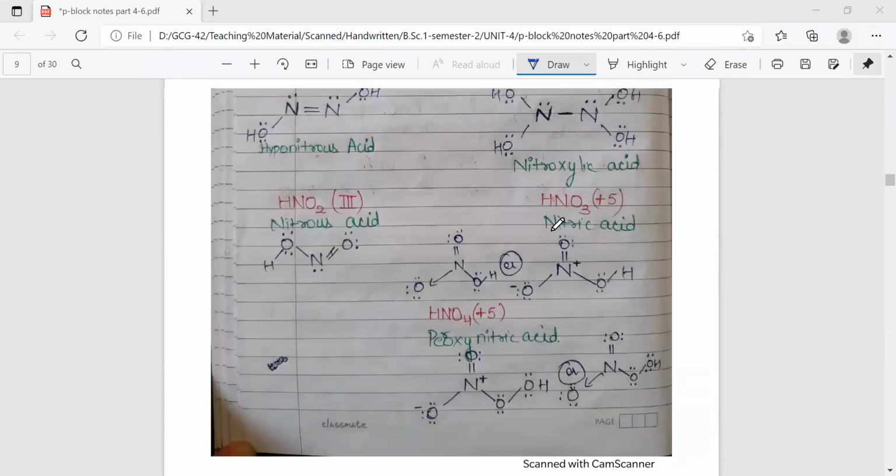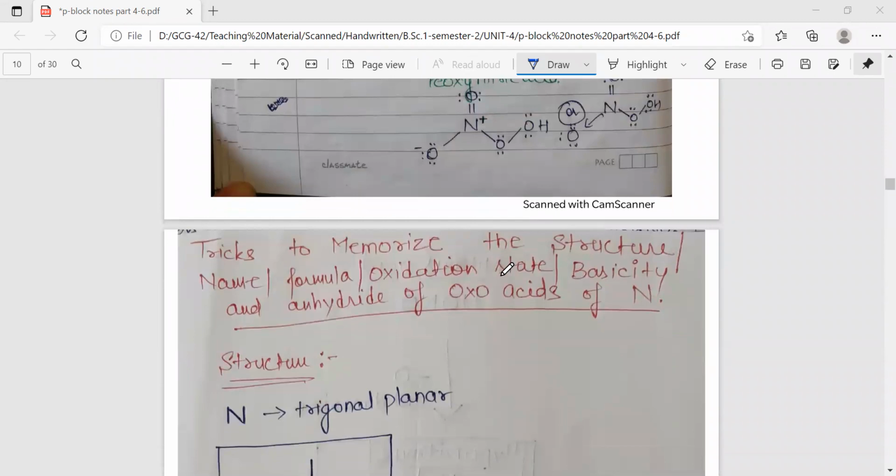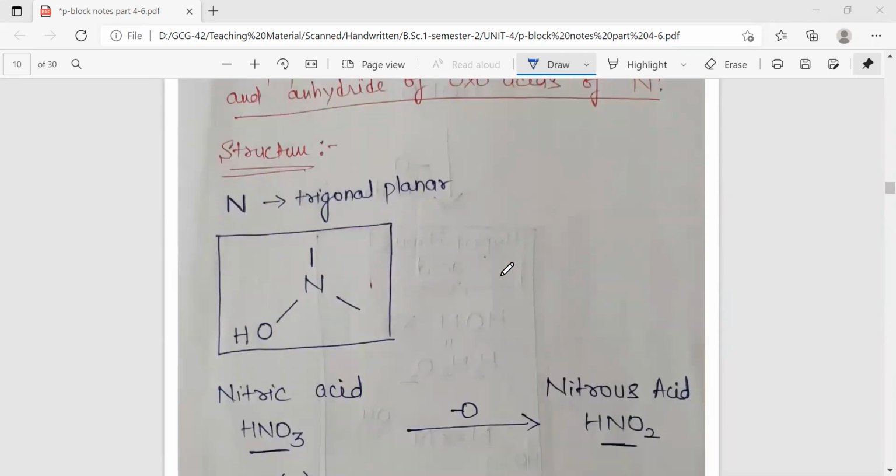So we do not need to memorize these structures directly. We will discuss the tricks to memorize the structure, name, formula, oxidation state and basicity, and also the anhydrides of these oxo acids of nitrogen. Firstly, we have to keep in mind that nitrogen is always forming 3 bonds with other elements when we talk about the oxo acids, out of which one is going to be OH, to which the ionizable hydrogen is present, due to which it is behaving as an acid.